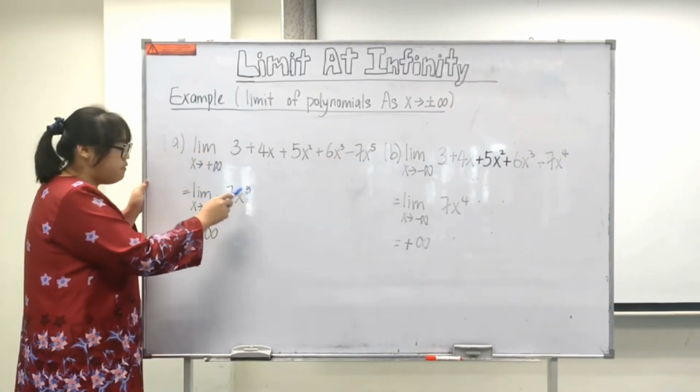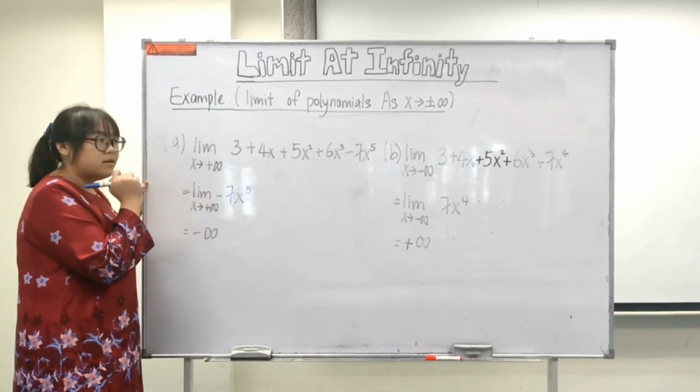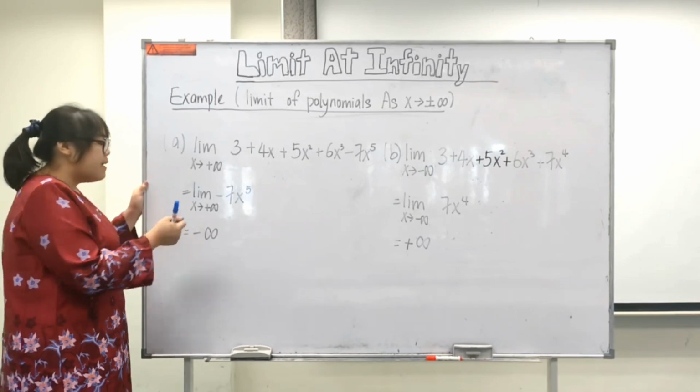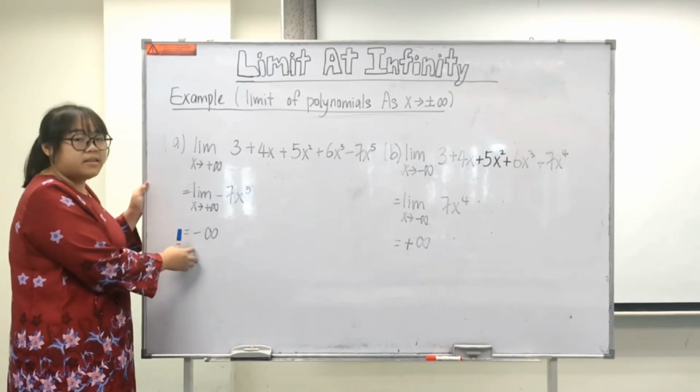So we write again this formula. We substitute positive infinity inside x, so we will get an answer of positive infinity. But since it's a negative function, we need to write back negative. So the answer is negative infinity.